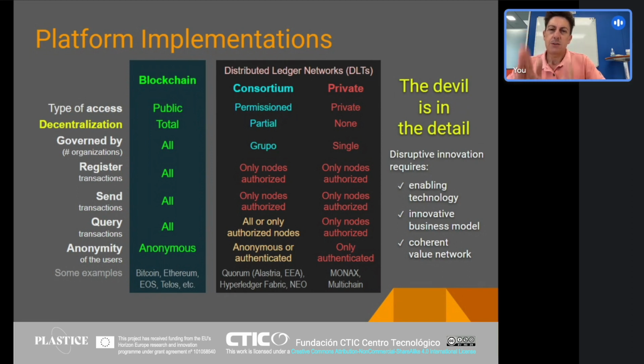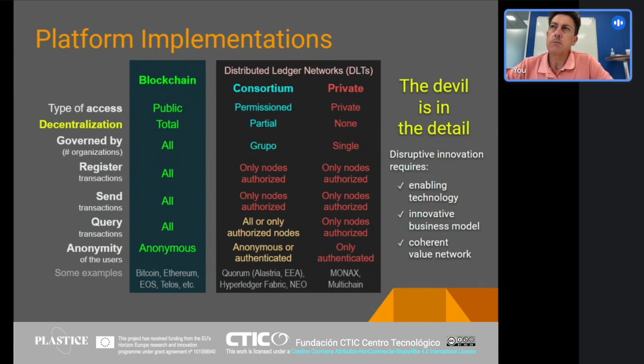Because blockchain is what you can see in the green column. This is what they are. The type of access is public. Decentralization, as I said, is total, governed by anyone. Anyone can register, send transactions and query transactions, and it is anonymous. That's a good characteristic of public blockchains.